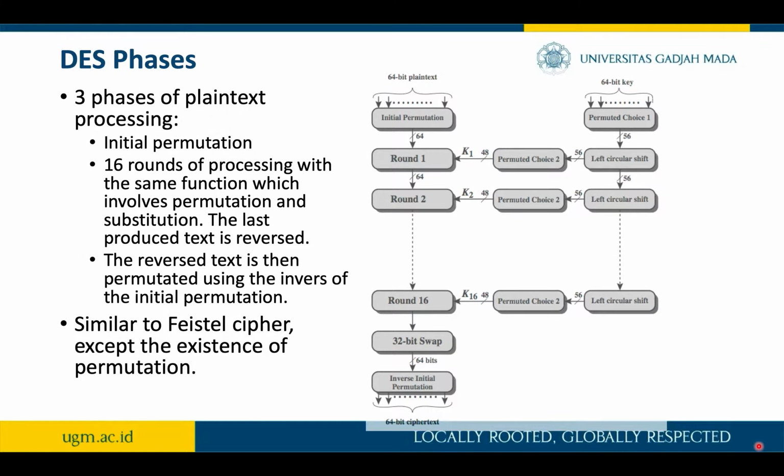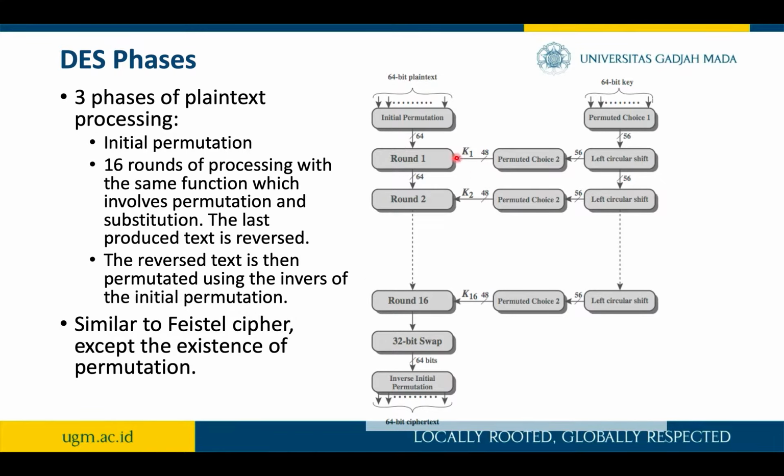Now we will have a look at the details of DES. DES consists of 3 phases. Actually, the main phase is the second one. The first one and the last one are just permutations. The first is the initial permutation, where we use a determined table. After that, we have 16 rounds.